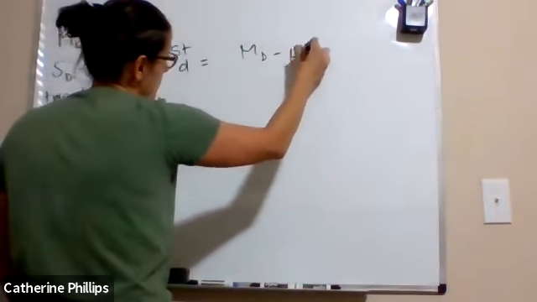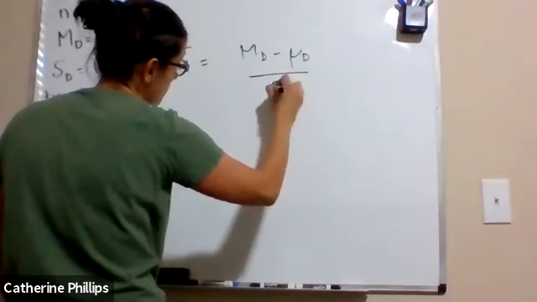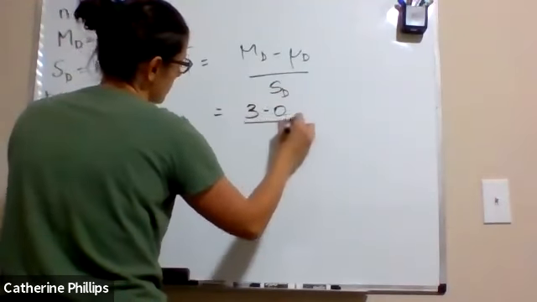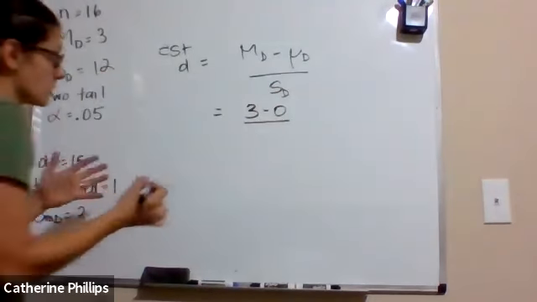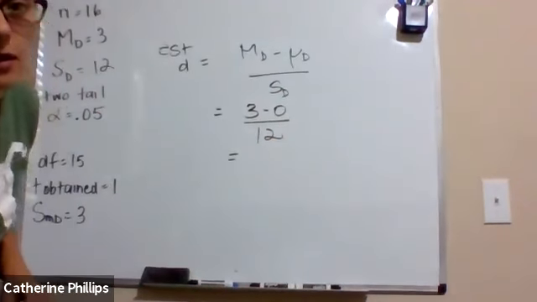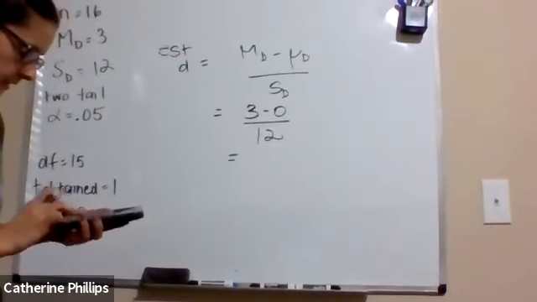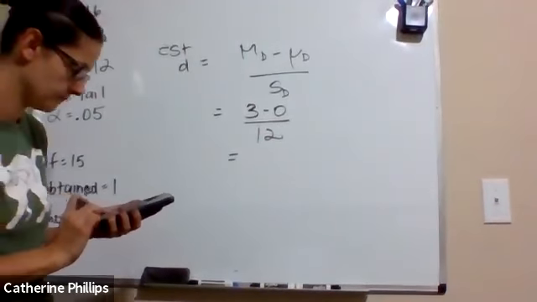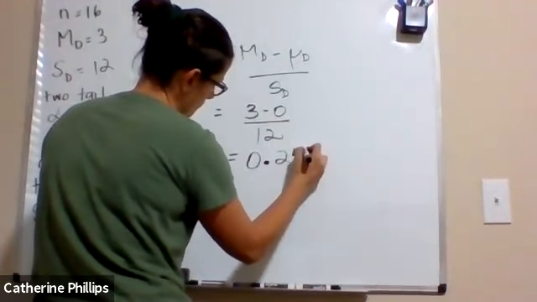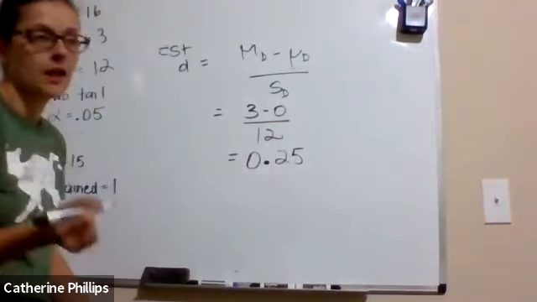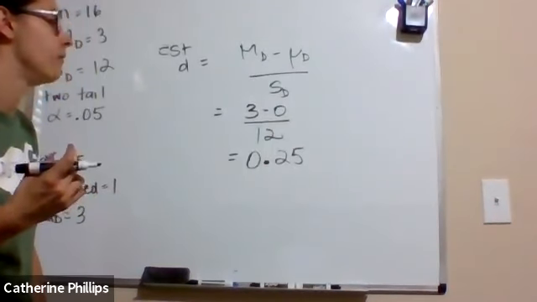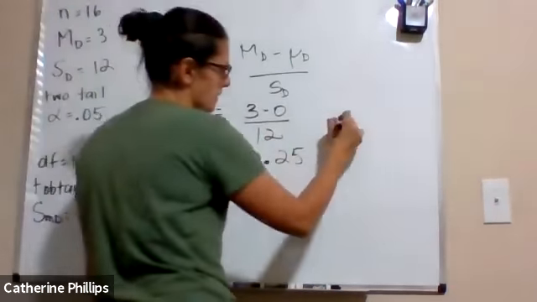So estimated d is MD minus mu D divided by your standard deviation of the difference scores. So 3 subtract 0. Our standard deviation of difference scores is now 12 though. So 3 divided by 12 is 0.25. Okay, this is a small effect size.